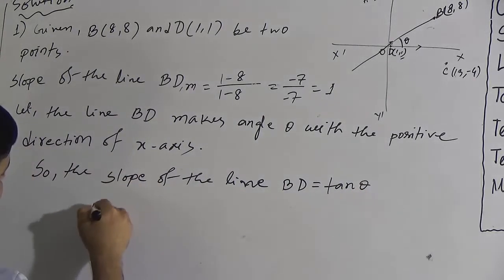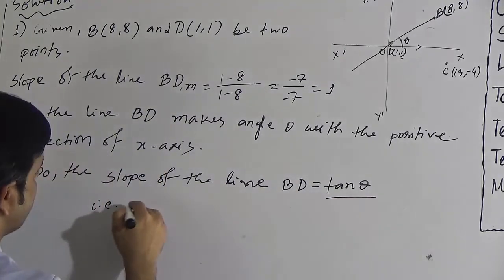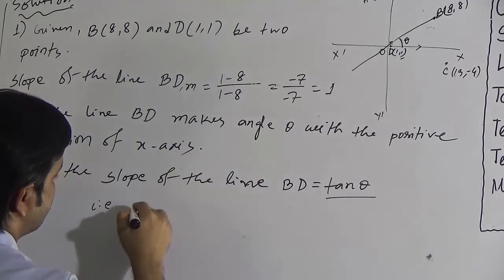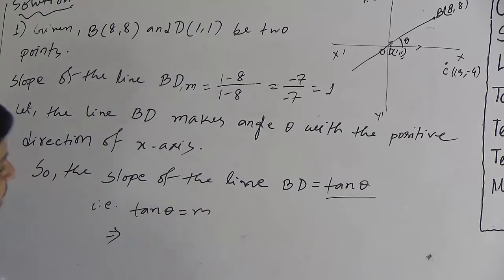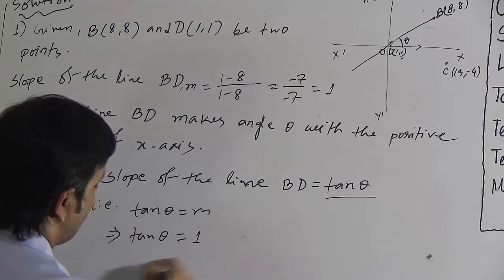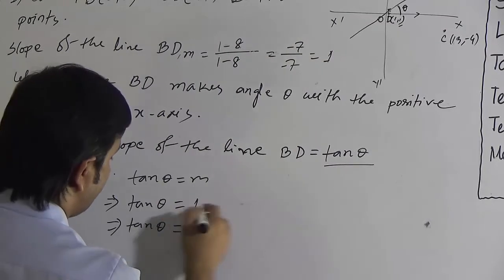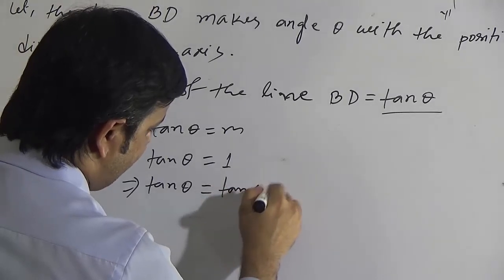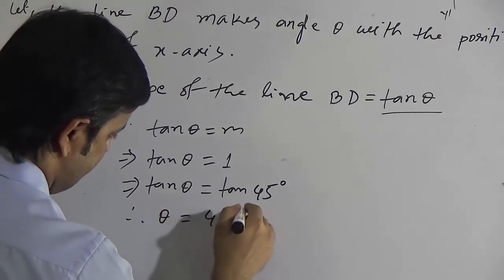Slope of the line BD means tan theta, and here the slope of the line BD is 1, m equal to 1. We can write tan theta equal to m, as both are the slope of the same line BD. Dear students, you know the value of tan theta is 1. It means that the value of tan 45 degree is 1. Therefore theta is equal to 45 degree.